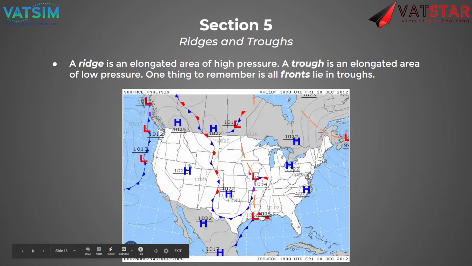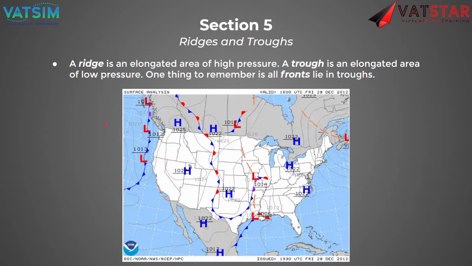Here we actually have a trough, which is an area of low pressure. And we have another trough here. It doesn't look like we have any ridges on this chart, but a ridge is an elongated area of high pressure. It'll look like this, except it'll be high pressure. And a trough is an elongated area of low pressure, which we see here on this surface analysis chart.